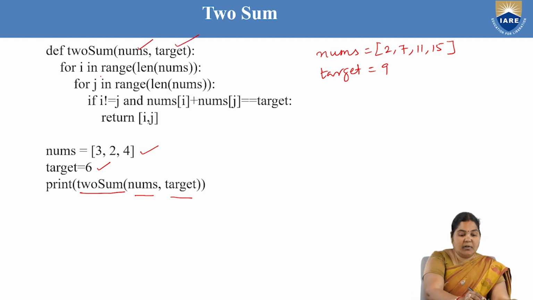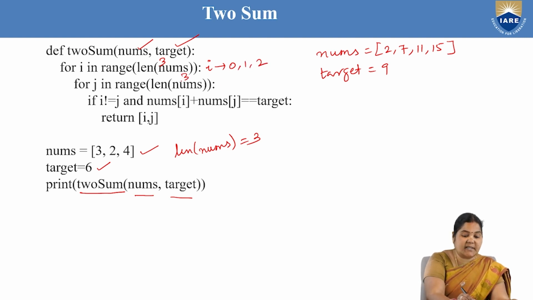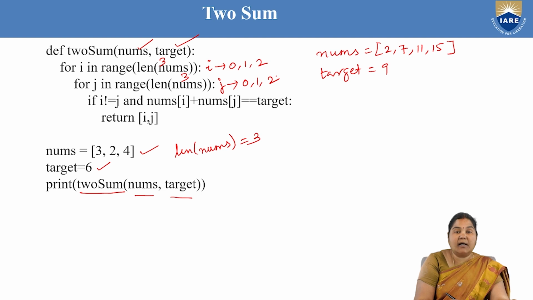Now, for i in the range of length of nums. What is the length of nums? Your length of nums is 3. So i will run from 0, 1, 2, so 3 times it will run. Similarly, j in the range of length of nums, which is 3 again. So j will take the values 0, 1 and 2. So the inner loop is also going to run 3 times.